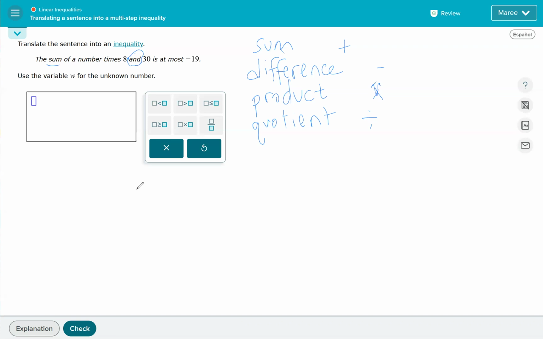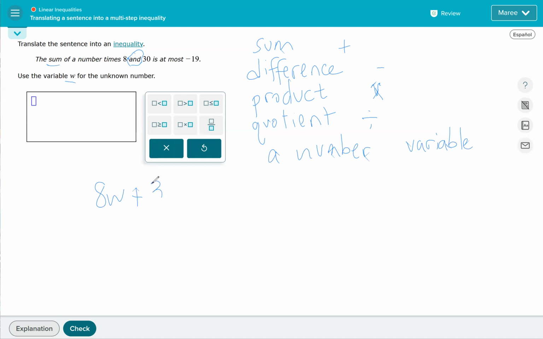So we have our plus sign, and before the plus sign, it tells you the first thing that you're adding, and it's a number times 8. So times means multiply. We don't know what the number is. Anytime it says a number, you're going to put in your variable. They tell us to use a variable W. So we're going to do W times 8. Now, like I said earlier, you want to put that number in front of the variable. So we want 8W. Then we have our and, which is where our plus goes for the sum, and we have 30.